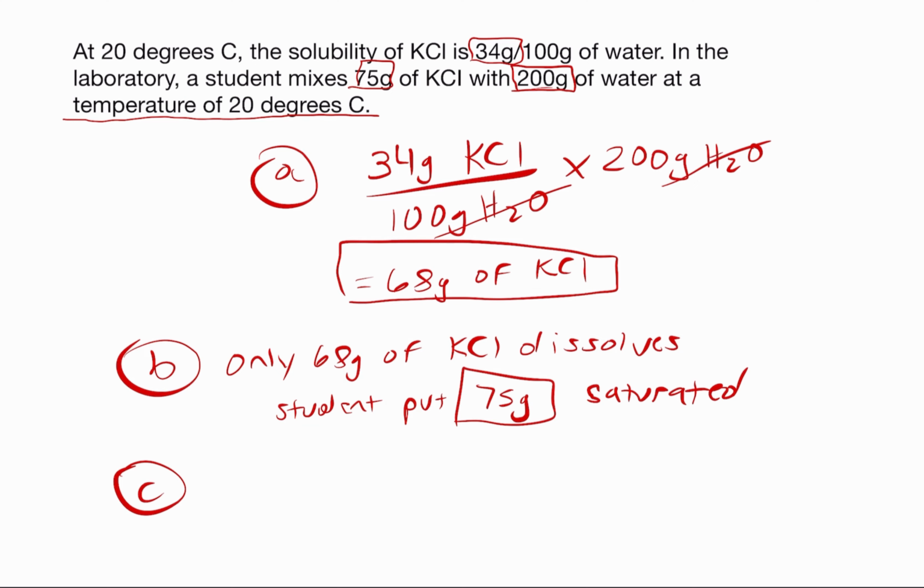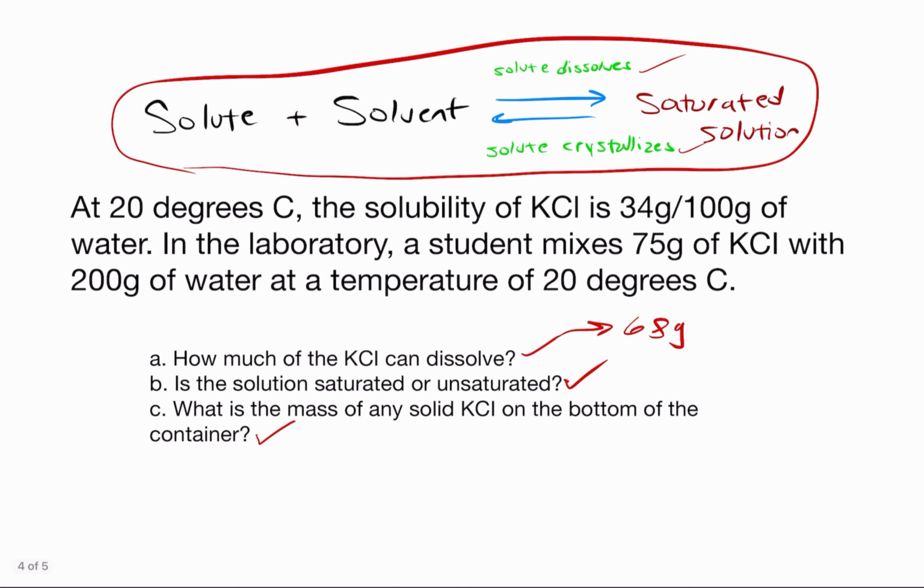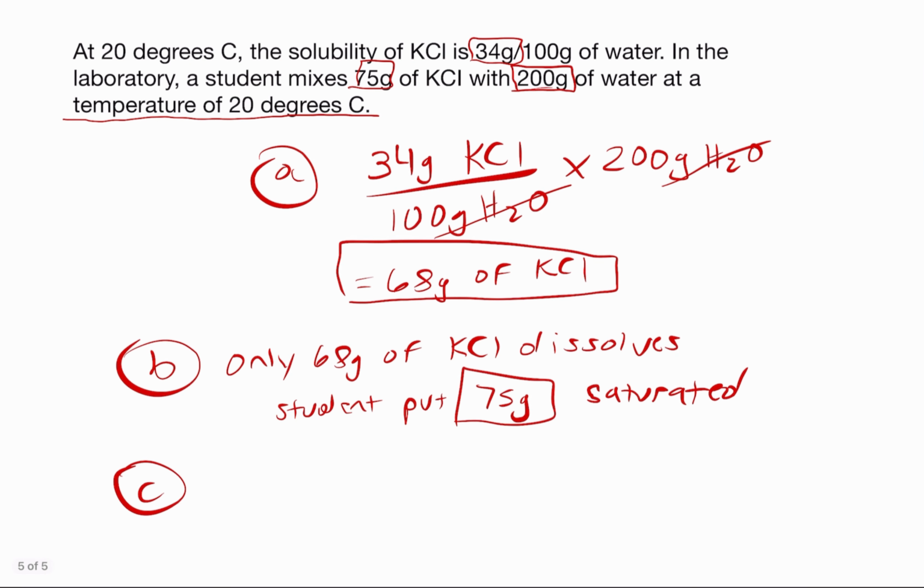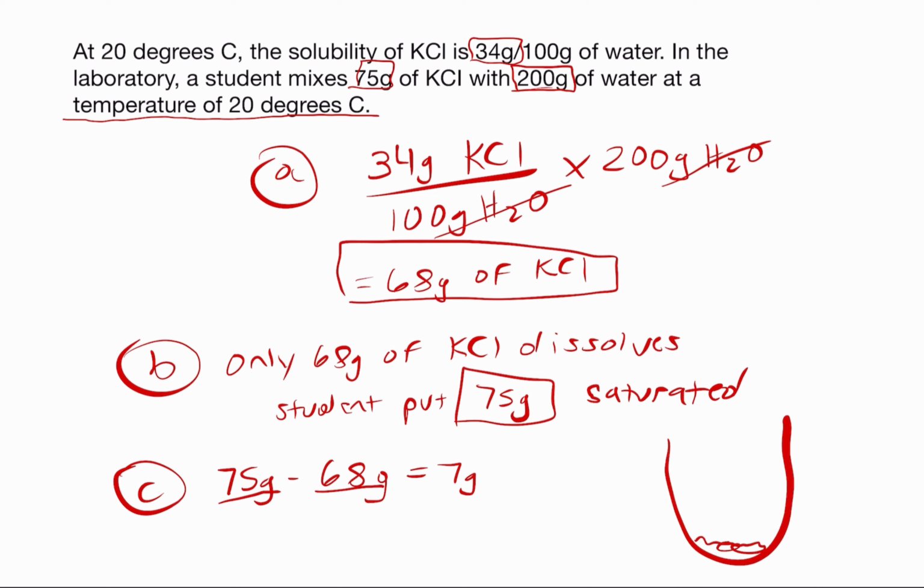And then lastly, C, it asks, what is the mass of any solid potassium chloride on the bottom of the container? So since we have an excess of potassium chloride, we have 75 grams, and we can only readily dissolve 68. So what does this mean? How much will settle at the bottom? 68 grams is going to readily dissolve. The rest of it, which would be the difference between 75 grams and 68, equals 7 grams. So that means 7 grams will be stuck at the bottom because this student didn't want to listen to the occupancy rule that we had set in place for the club.